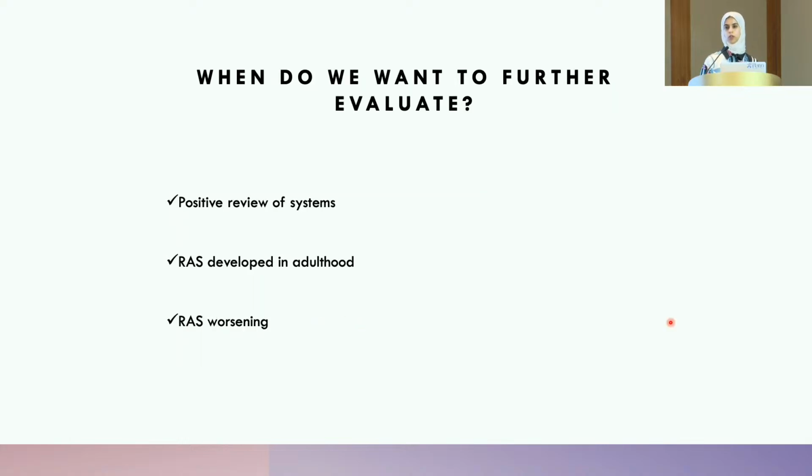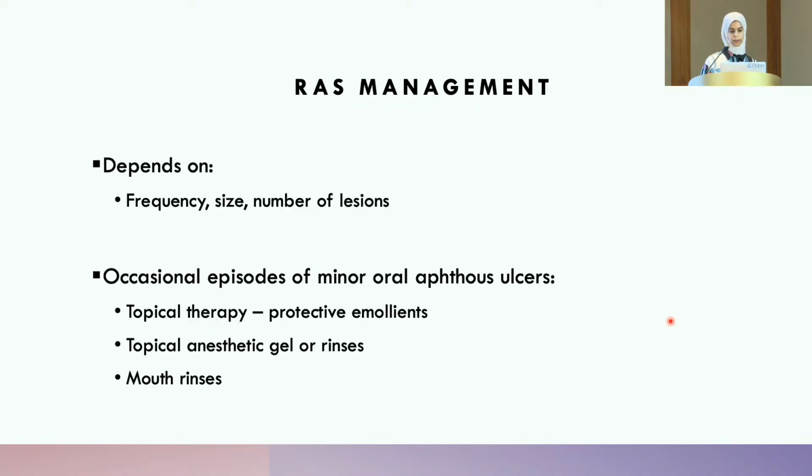So when do we want to diagnose the patient with just a localized form of RAS, and when do we want to rule out any underlying systemic conditions? If a patient has a systemic sign or symptom, if a patient developed these ulcerations during adulthood, or if they developed this during childhood, but then they noticed it's been getting worse recently, that's a sign we start thinking, could there maybe be an underlying disease process going on?